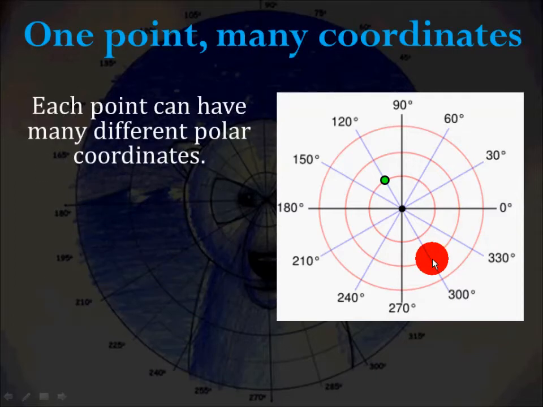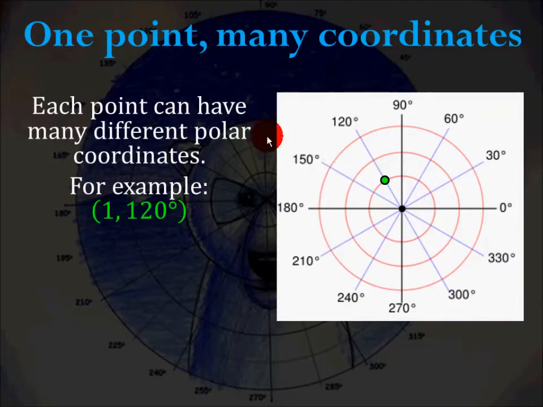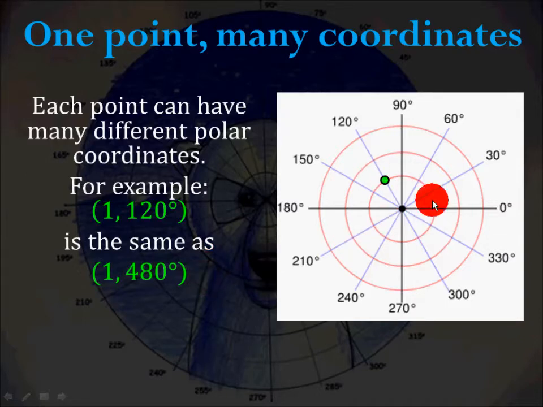That means that one point can have many different polar coordinates. Unlike XY, where each point is a unique pair, that's not the case with polar graphing. If you had a point 1, 120 degrees, which is represented by this green dot, you can also call this 1, 480 degrees. You would just go around one time and then another 120. This is also the same as 1, negative 240. If you started here and went negative 240 degrees clockwise, you would also end up in the same place.